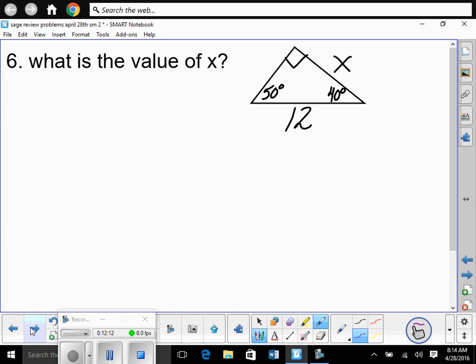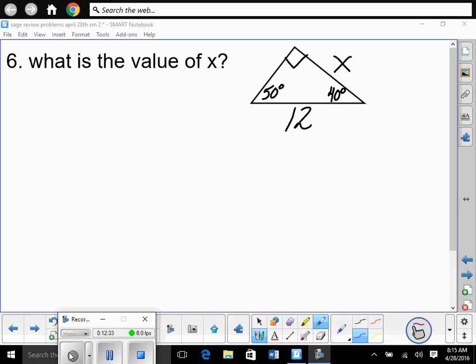Couple more, we're almost done. What is the value of x? Draw that picture real quick. So it says, what is the value of x? Can we use the Pythagorean theorem to find the side length? No, right? We don't have this other side. So we have a right triangle, correct?